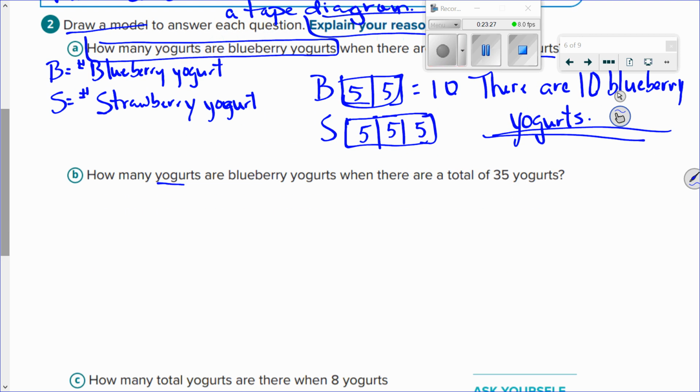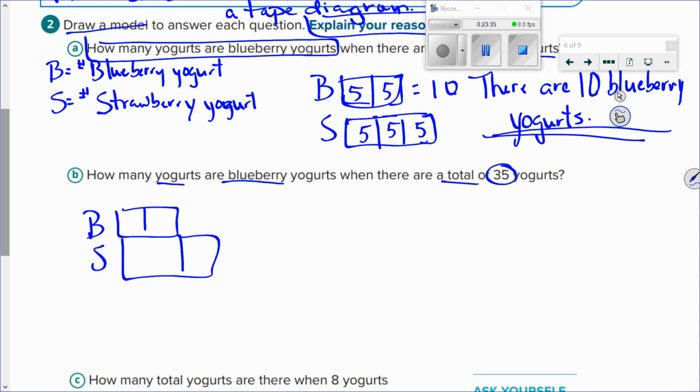How many yogurts are blueberry when there are a total of 35? So we can start with our same tape diagram. 2 boxes on top, 3 boxes on the bottom. My ratio constant has now changed though, hasn't it? Because instead of 25 total, it's 35 total. Meaning my new ratio constant is what? 7. So a 7 goes inside of every box.